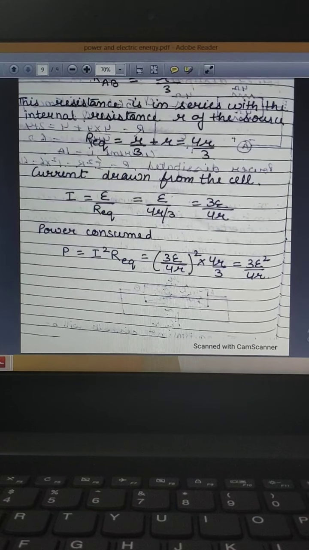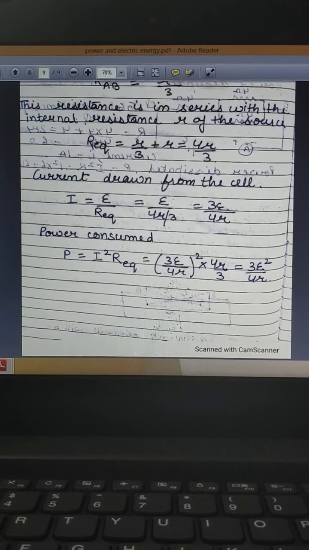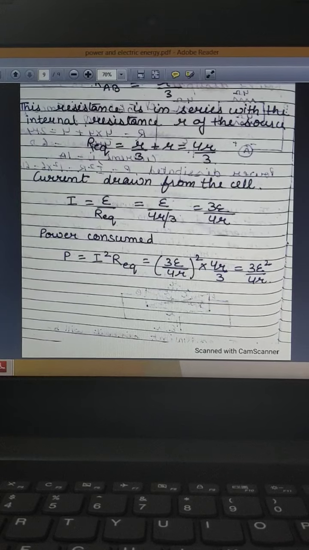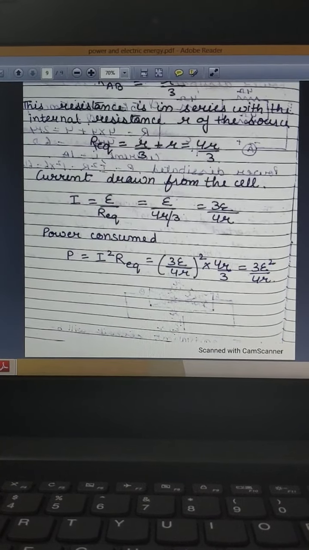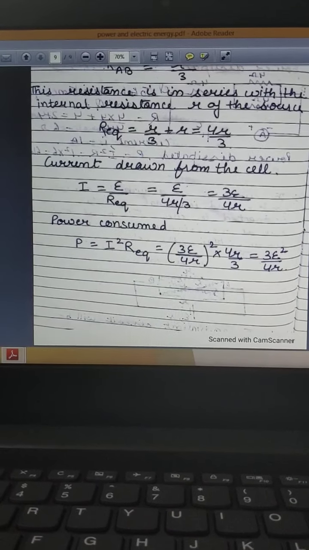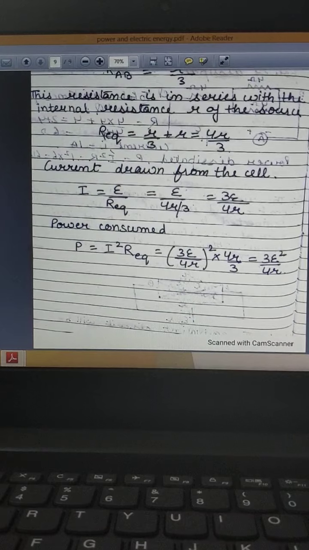In this way you are going to use the formula for power and heat dissipation to solve different combinations of appliances. And you can see which bulb will be brighter and which bulb will fuse first. You have to keep all these things in your mind. For now, this is all which we are going to study today.